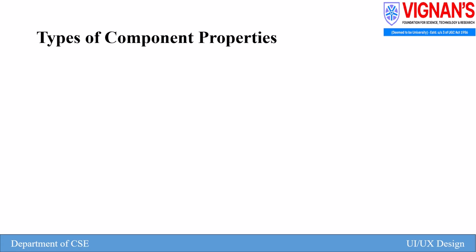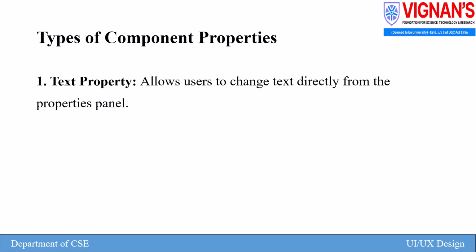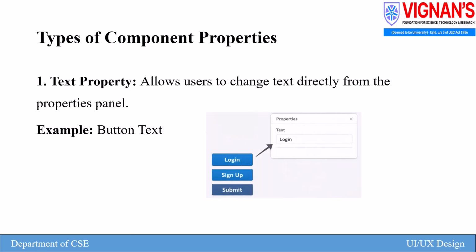Types of component properties. Text property: it allows designers to easily change the text of a component directly from the Properties panel without editing the main component. For example, a button component can have different text like login, sign up, submit. This makes components flexible and easy to reuse across different screens.